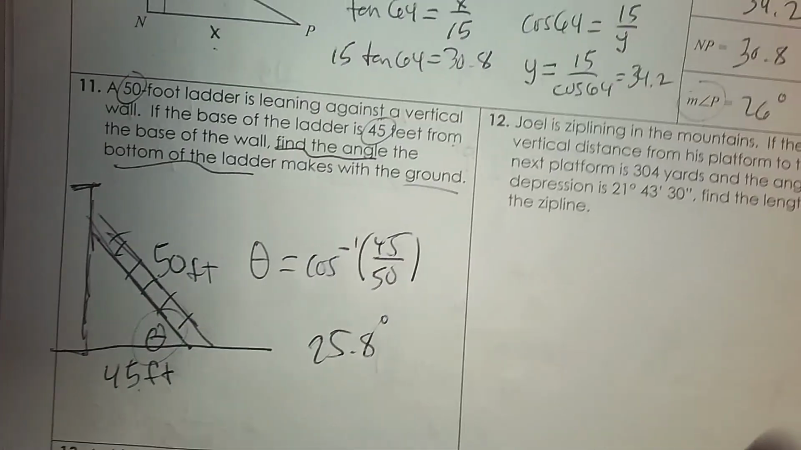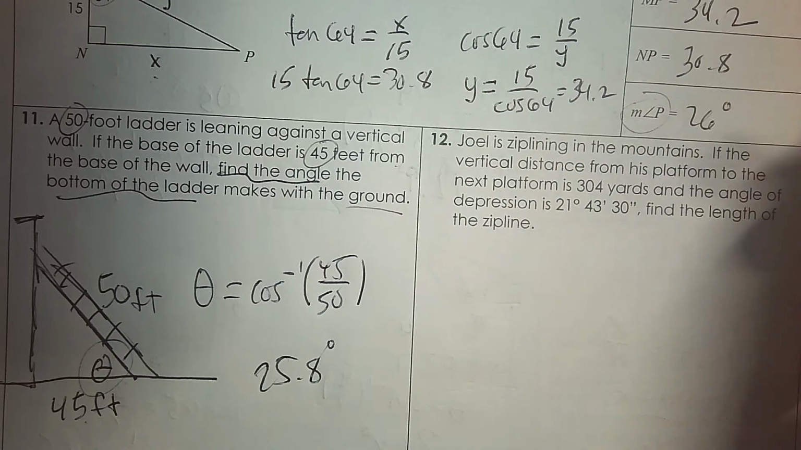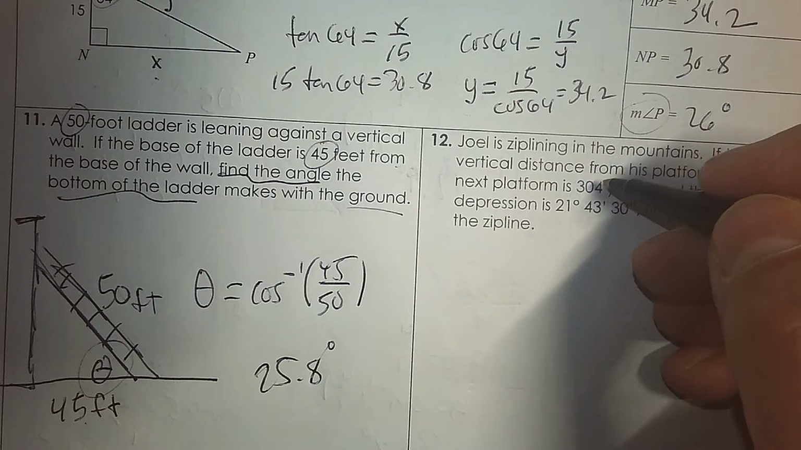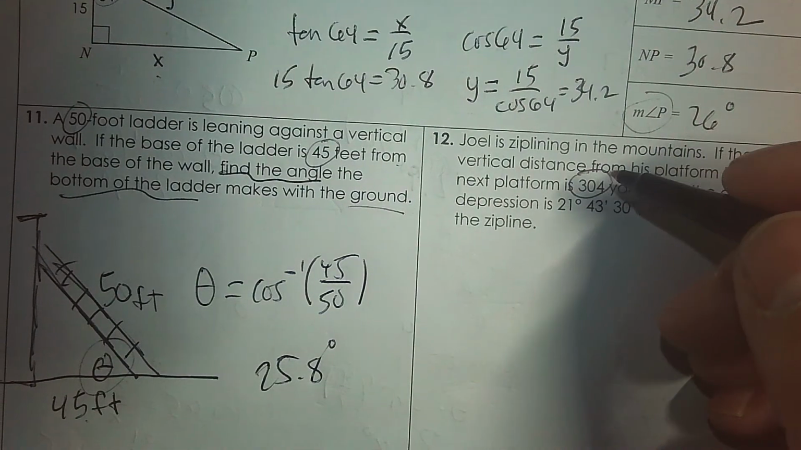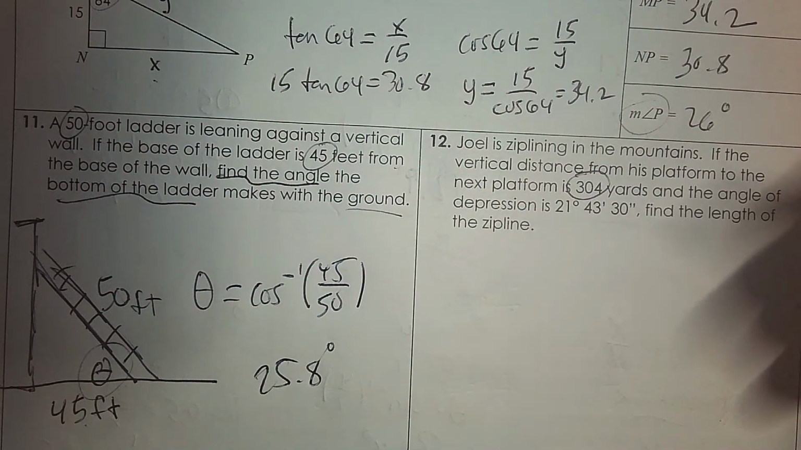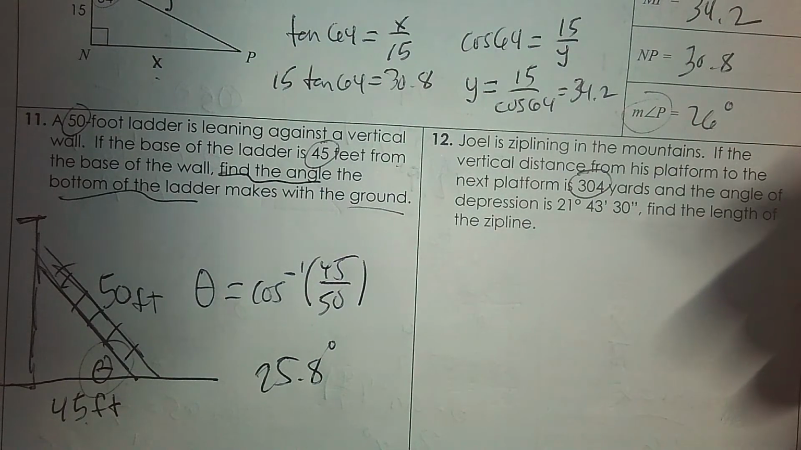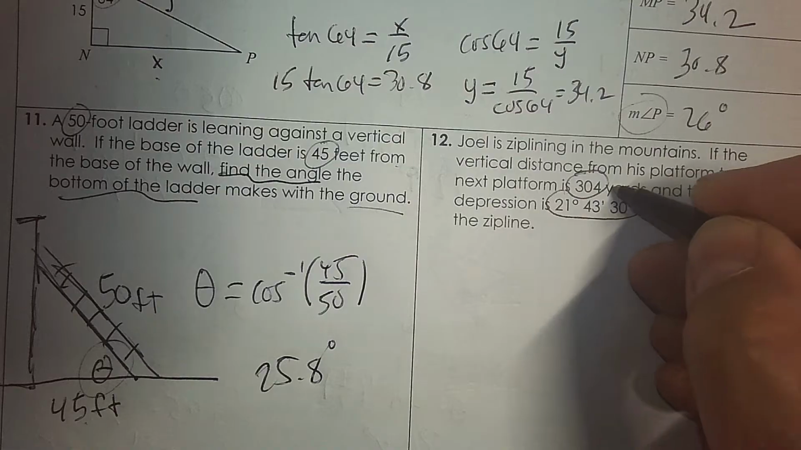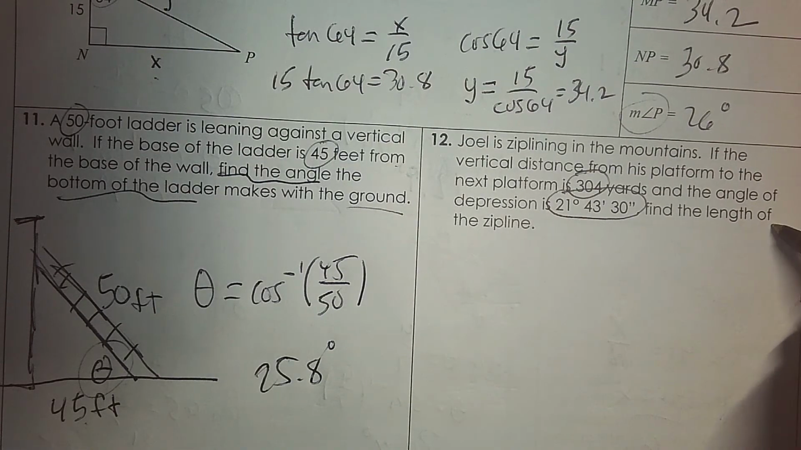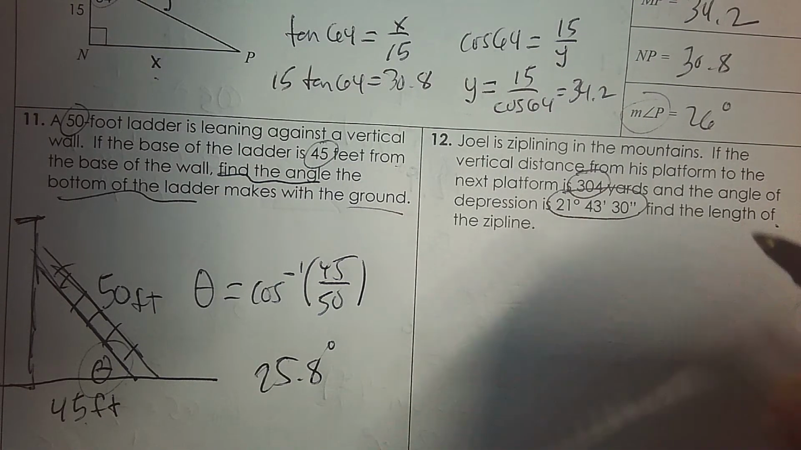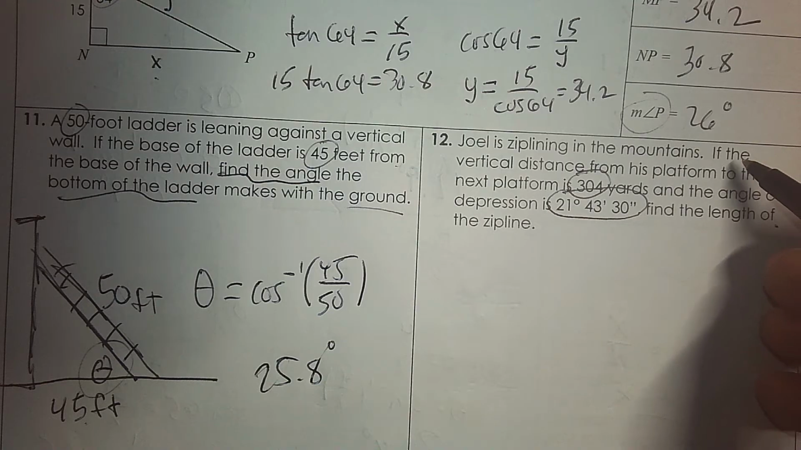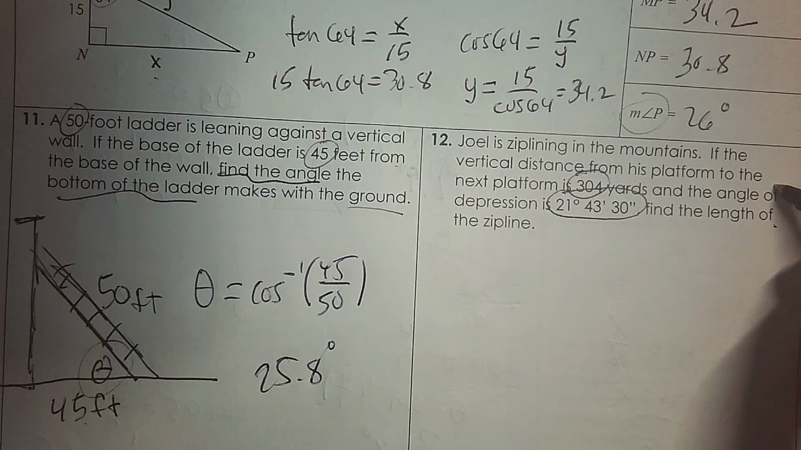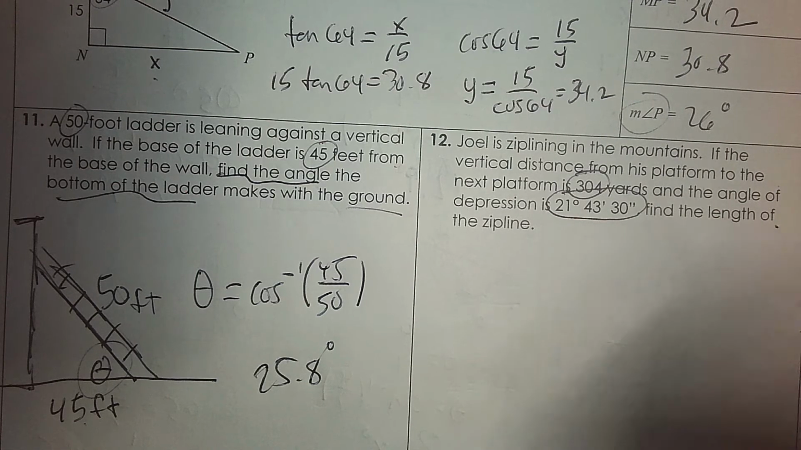All right. Joel is ziplining. If the vertical distance from his platform to the next platform is 304 yards, and the angle of depression is this, and it's given in minutes and seconds, find the length of the zip line. So what do we know so far? The vertical distance from his platform to the next platform is 304 yards.